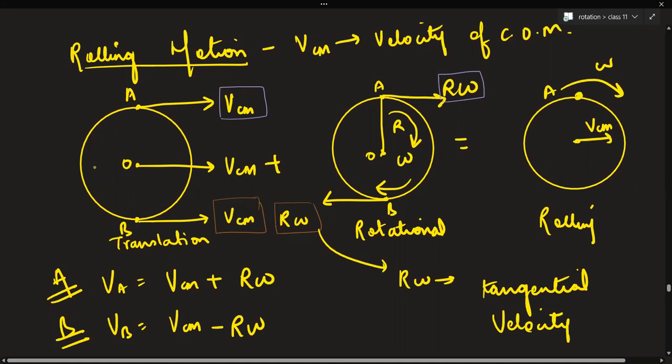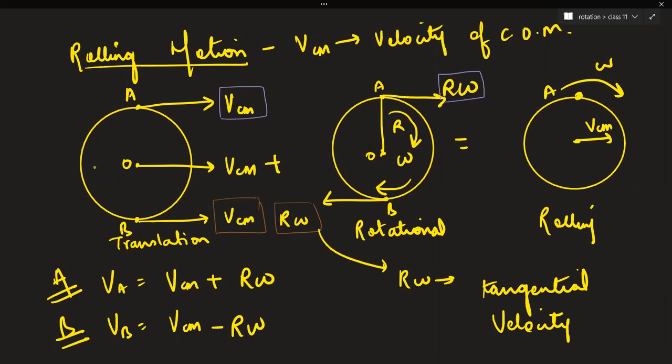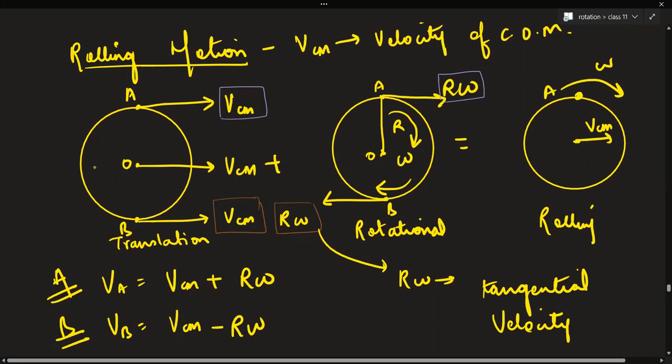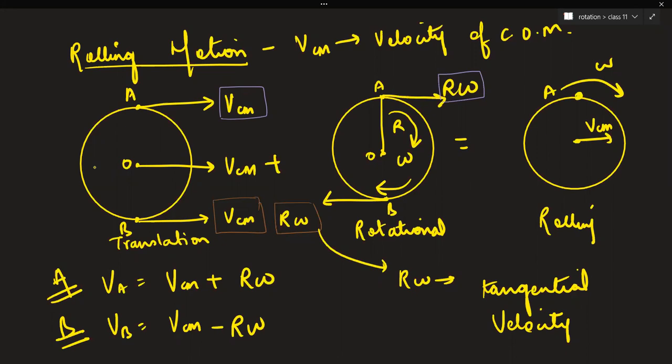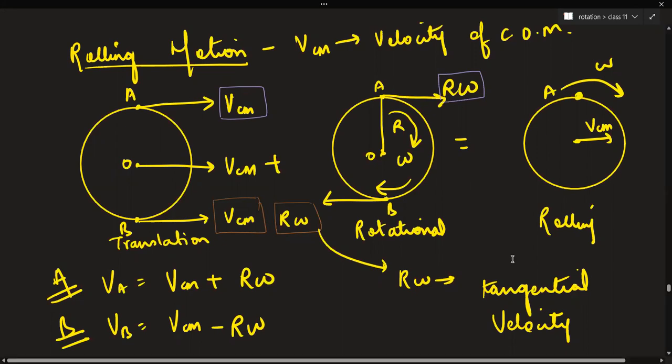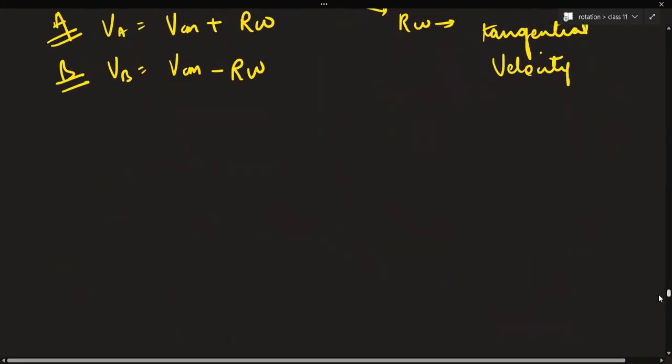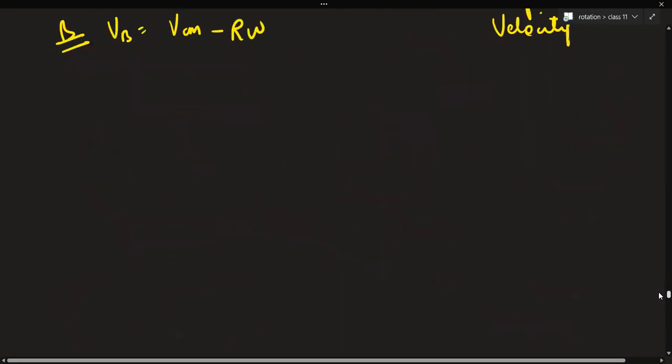What I'm trying to tell you, class, is that you don't study it separately. You study whatever you have studied for translation motion and rotational motion. For translation, mainly focus on the center of mass. For rotational motion, emphasize the tangential velocity. Like, let's take the acceleration case, I think then it will become a little clearer. This was velocity which we were discussing. Let's say acceleration in rolling.